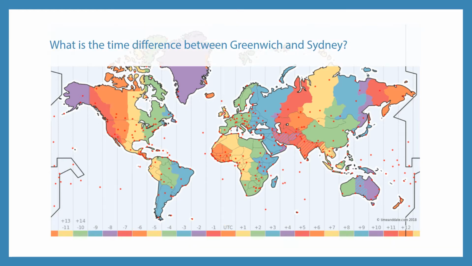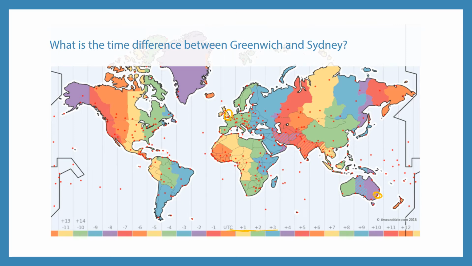So here we've been asked a question to find out the time difference between Greenwich and Sydney. In an exam, you'd have the places labelled. I'm just going to show you where they are. So hopefully you will know that Sydney is here in Australia. It would also be good to remember that Greenwich is in the UK over here. And we're trying to work out what's the time difference between the two.